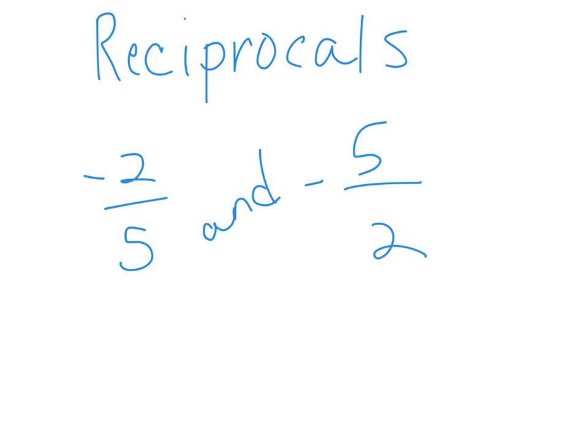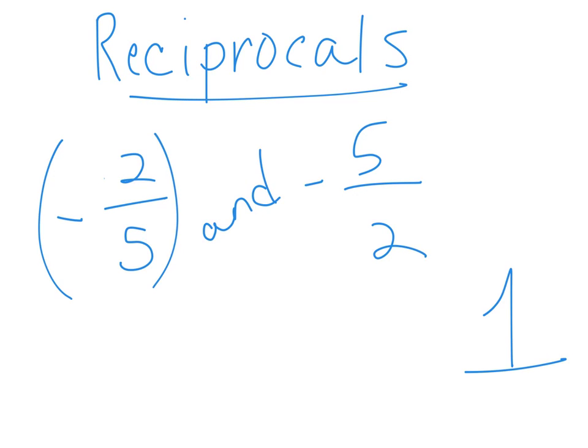Two numbers whose product equals 1 are called reciprocals. For instance, here, let me fix this because this should be negative 2 over 5 and negative 5 over 2 equals 1. Okay, that is going to equal 1.